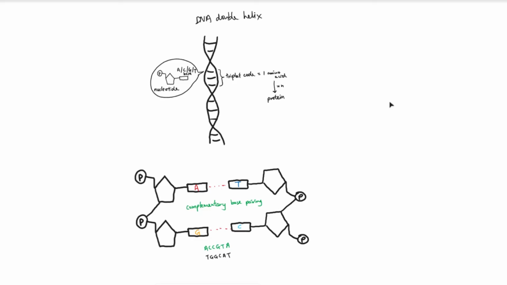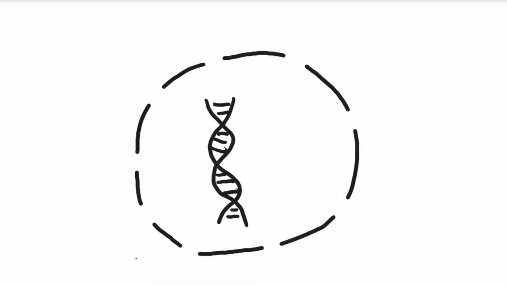So now let's have a look and see how the cell is able to read the DNA and then produce those proteins. First of all, you might remember that the DNA is inside the nucleus. This is what we call the nuclear envelope, and there are actually some holes on the nuclear envelope, which means that stuff can come in and out.